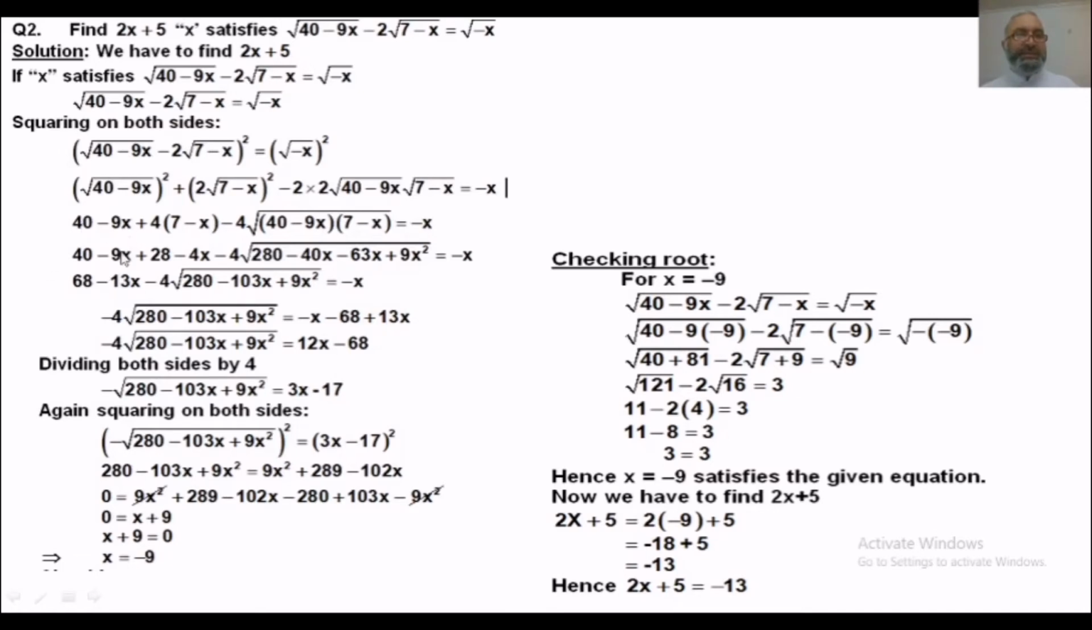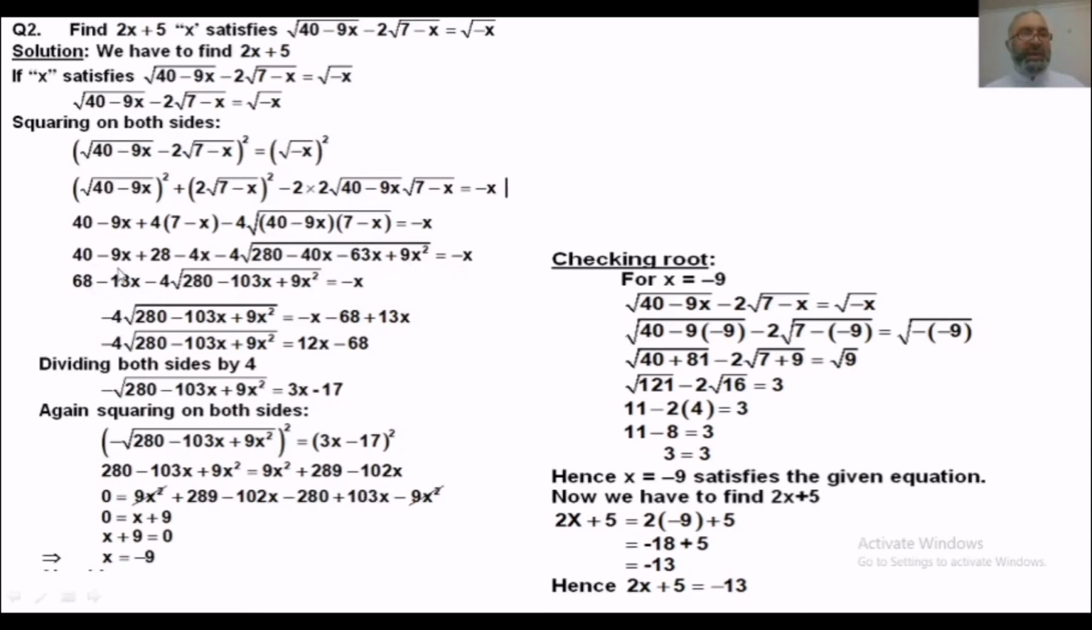Simplifying these terms, 40 minus 9x, and simplify this bracket, we get 4 into 7, 28 minus 4x, and the next term minus 4 square root of the product of these two factors. So multiplying these two factors, we get 40 into 7, 280. Similarly, 40 into minus 6, minus 40x, minus 9 into 7, minus 63x, and minus 9x into minus 6 becomes plus 9x square, is equal to minus 6.